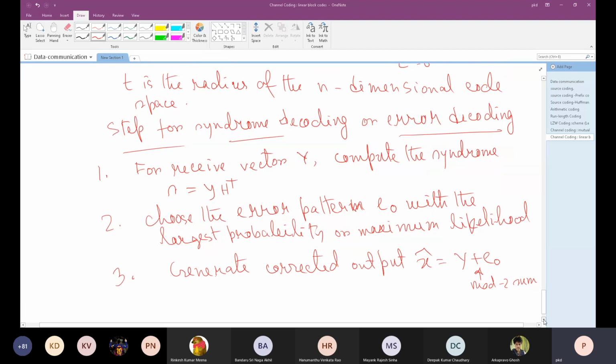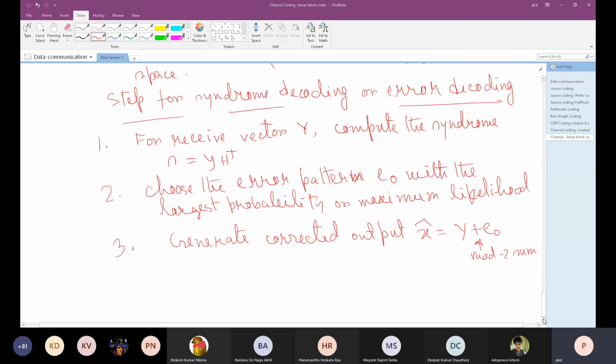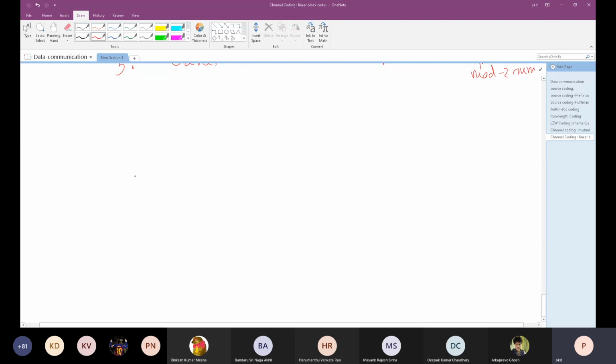Now, we can take an example of this syndrome decoding for a block code. An example of a decoder. Quickly, we will take a look. Then next day, we will discuss more about various linear block codes.